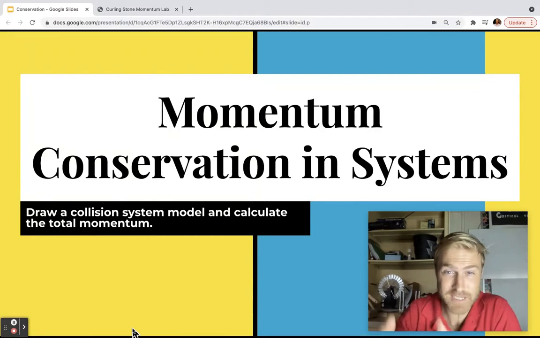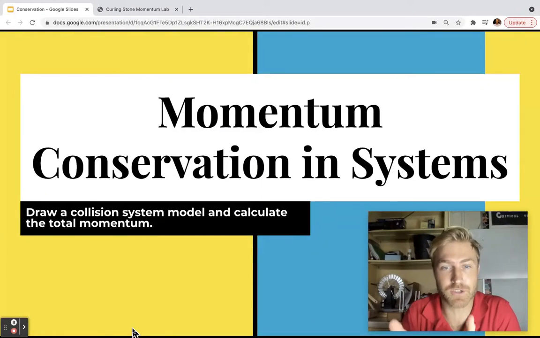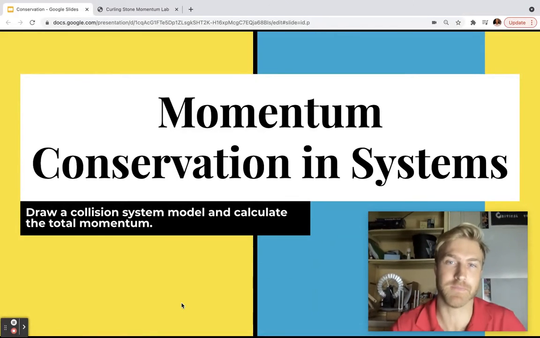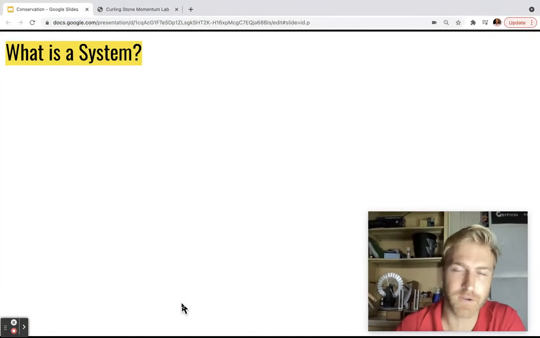All right, let's learn about momentum conservation in systems. We're going to draw a collision systems model and calculate the total momentum. So this is how we do it. We first got to know what a system is.